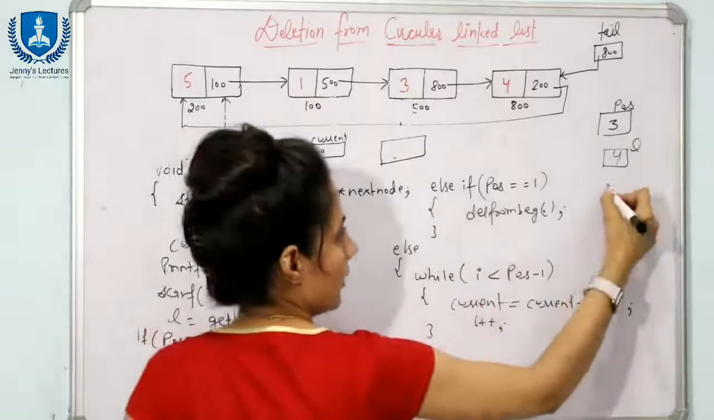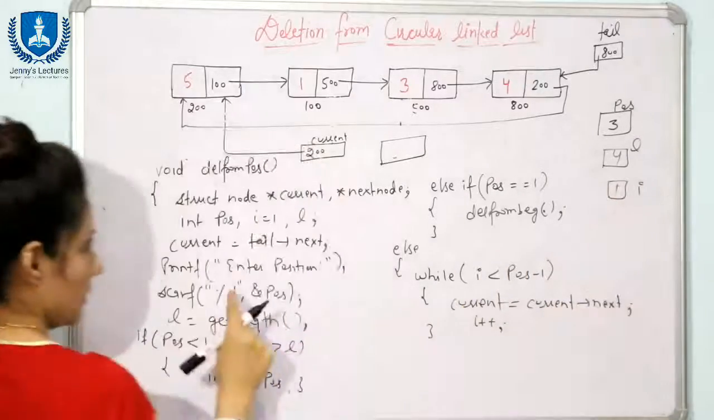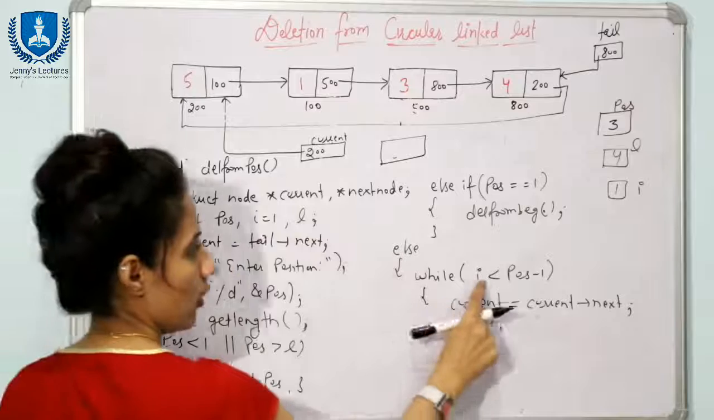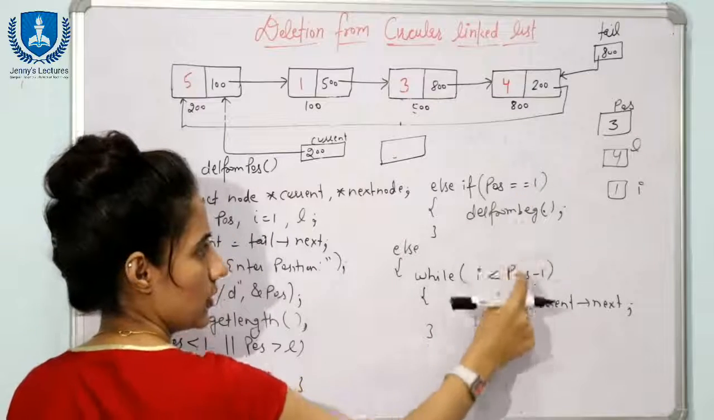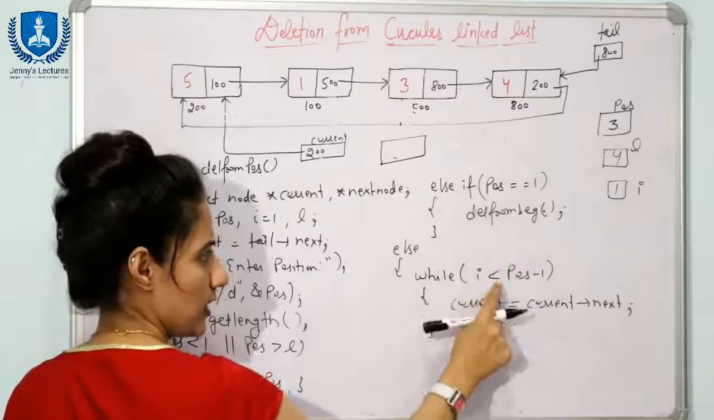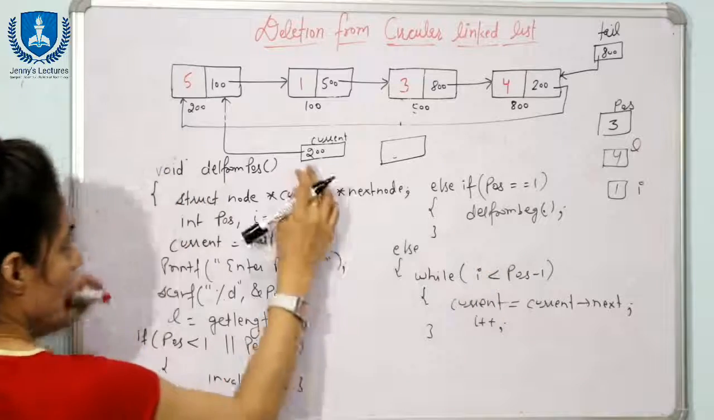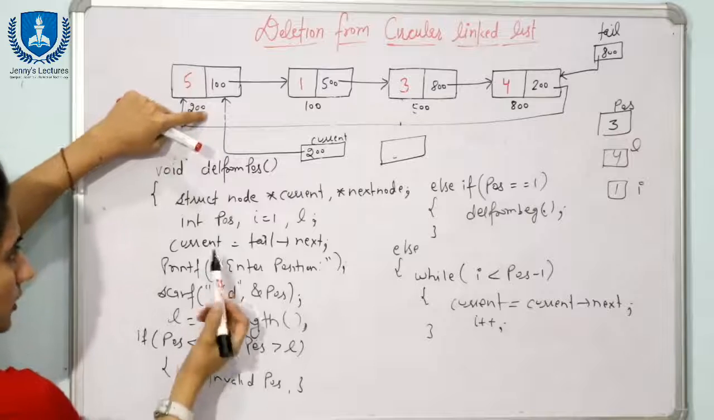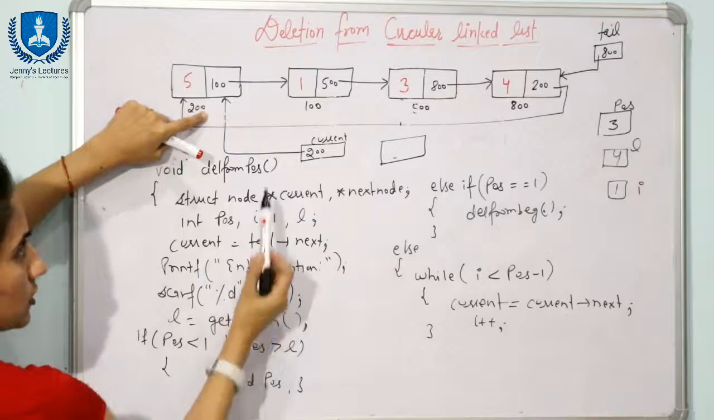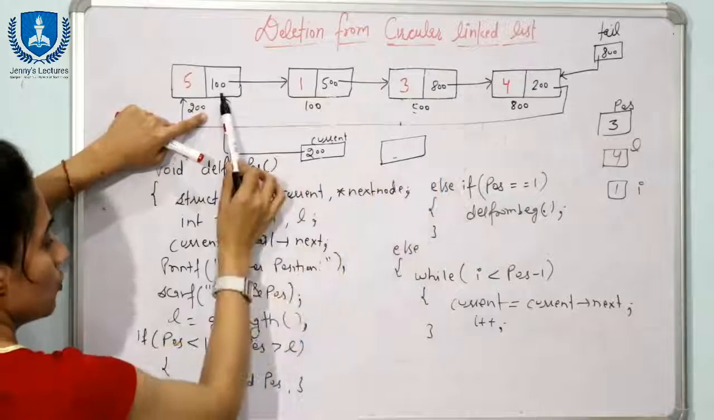Now see the working of this while loop. At starting we have taken I value as 1. 1 is less than position minus 1. Position is 3, 3 minus 1 is 2. 1 is less than 2, yes, we will enter into this loop. Now current is equal to current of next. Current is pointing to this node because we have set it here. Current is equal to tail of next. Tail of next is 200. So current is pointing to this node.